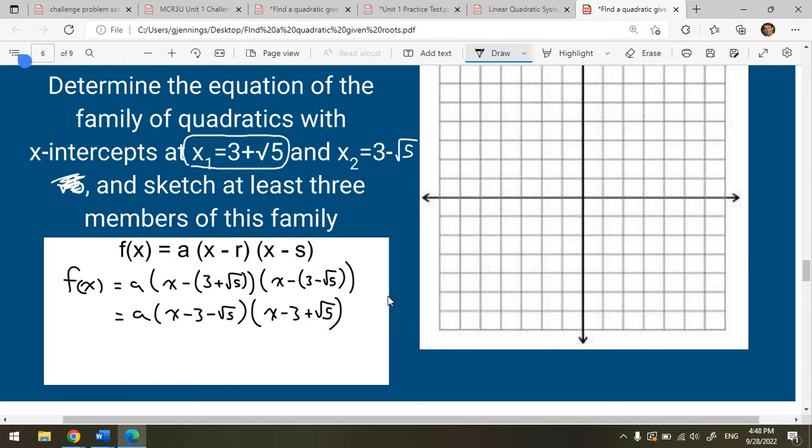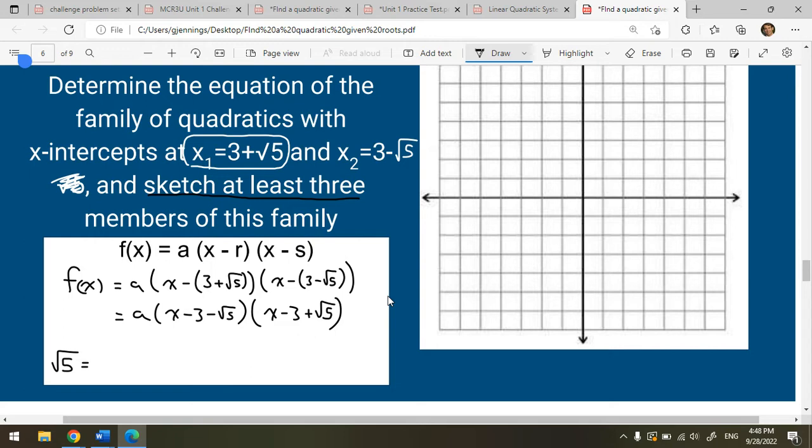And then you might say, well, Mr. Jennings, it says sketch them. We should be able to graph this. And I don't know how to graph 3 minus root 5. Tell me what that is. Well, if you check on your calculator, what would root 5 be? Well, it's going to be bigger than root 4, and root 4 is just 2.